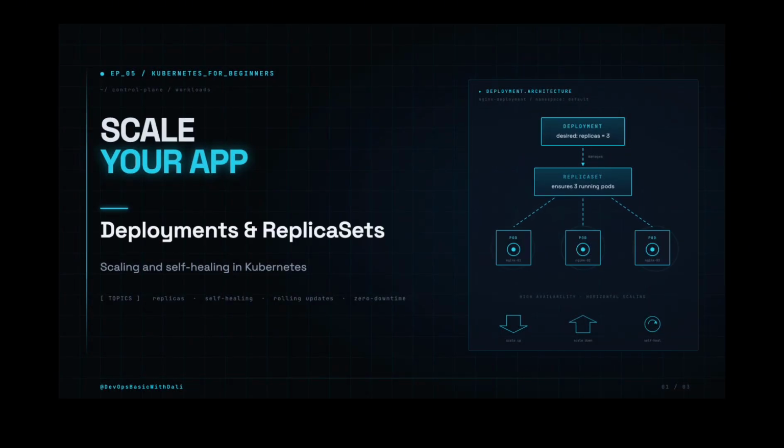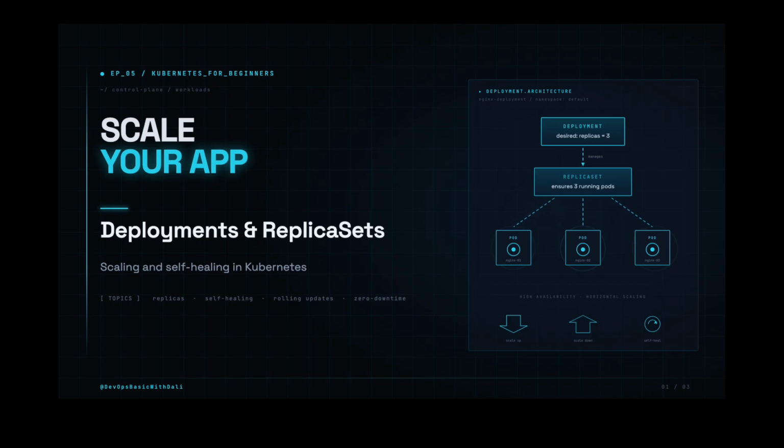In the previous episode, we learned how to create pods manually, but there's a big problem with standalone pods. If a pod crashes or disappears, the application can go down completely. And this is where deployments and replica sets become extremely important. A deployment allows Kubernetes to manage pods automatically. It can keep applications running, recreate failed pods, scale applications horizontally, and perform rolling updates with almost zero downtime.